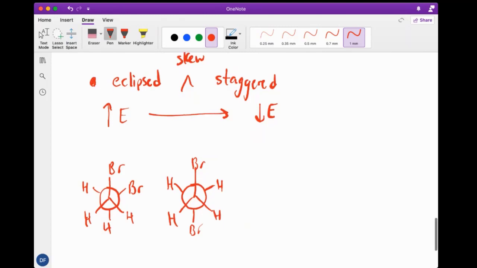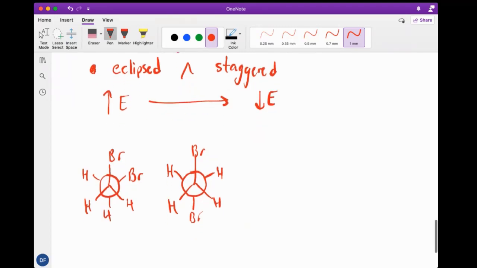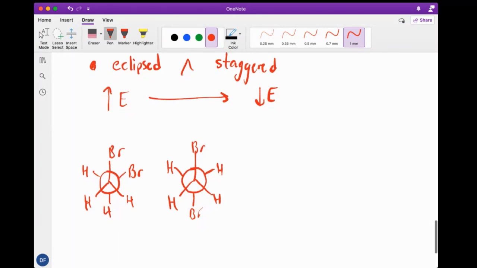So this is the first one and the last one. Since they're both staggered, they're going to be the least energy. And the only difference is the placement of this bromine.